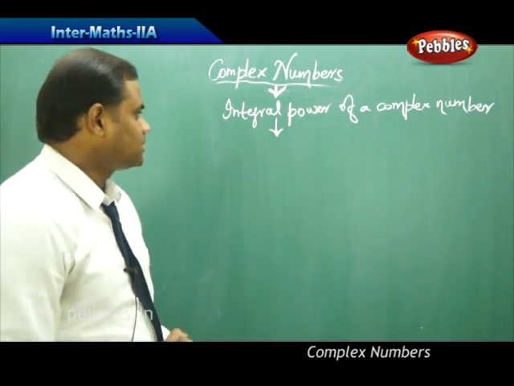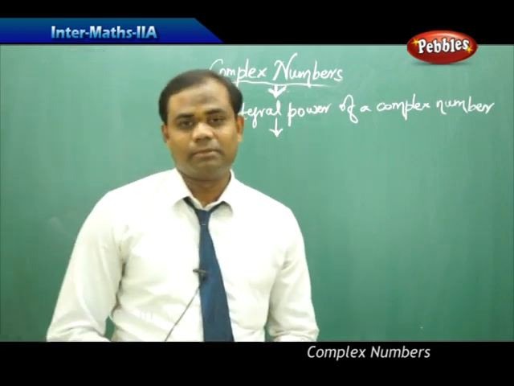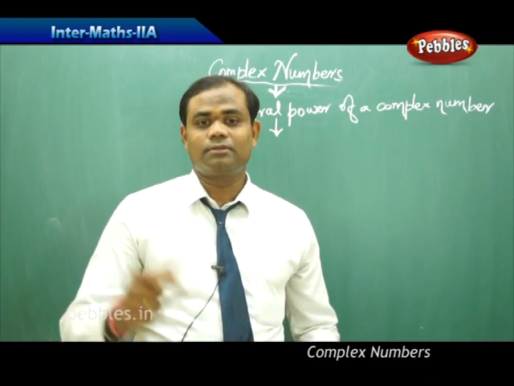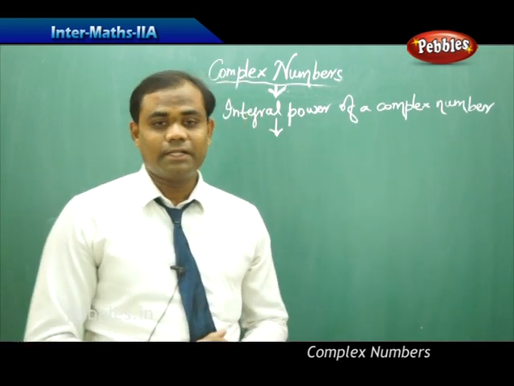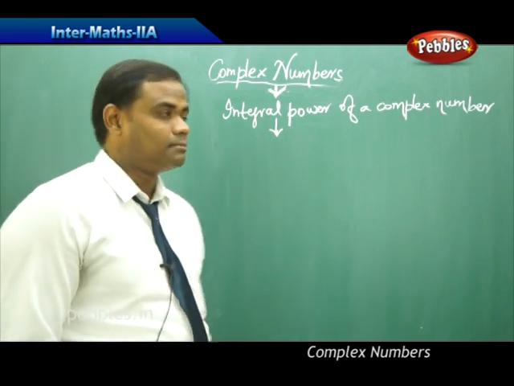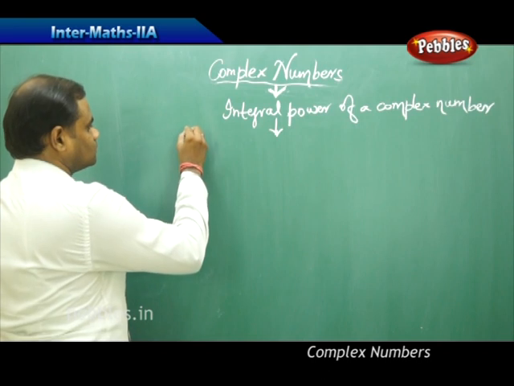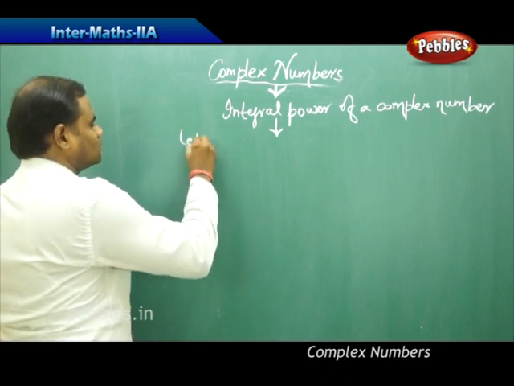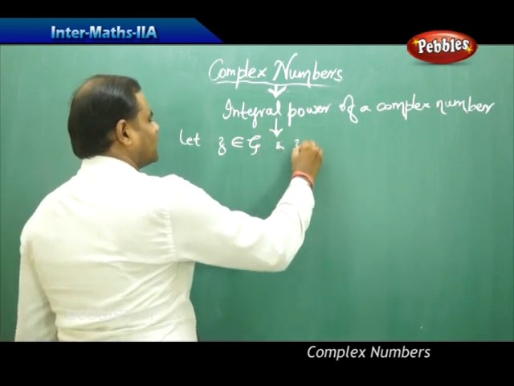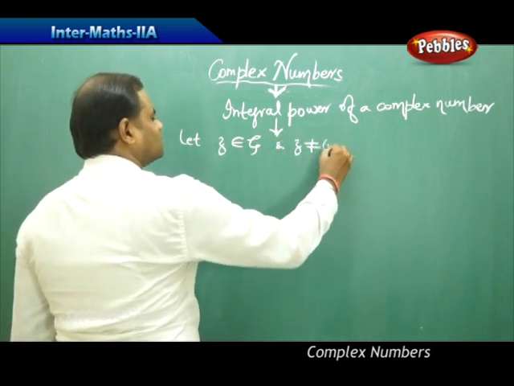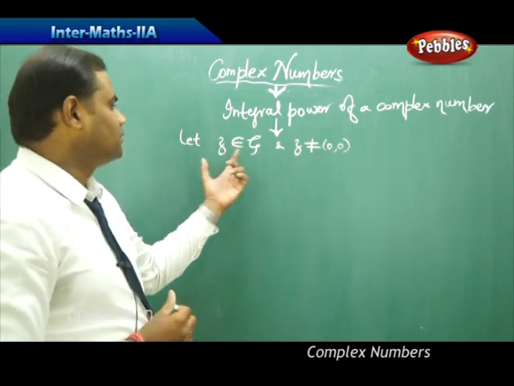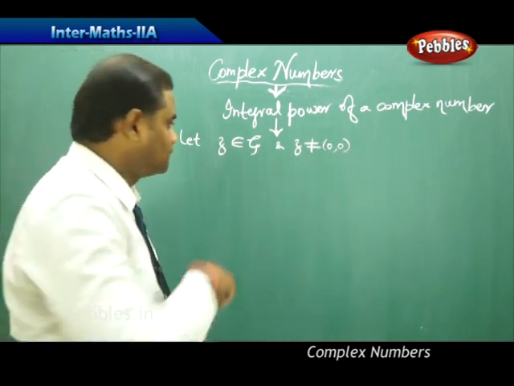Now next is the integral power of a complex number. That is, what happens when I raise a complex number to some integral power. So let's see how the different properties are identified in the case of integral power. Let z belong to the complex numbers and let z not be equal to 0, that is, 0 comma 0. So we are taking a non-zero complex number.